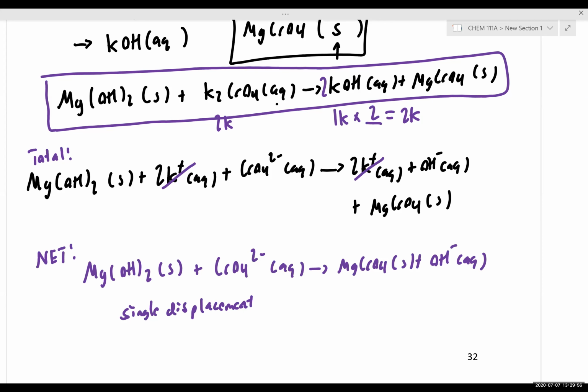Does this example make sense to everyone? Is everyone feeling quite, oh, there should be a 2 here. There we go. Is everyone comfortable with this example? Any questions on writing net ionic equations and predicting precipitation reactions?